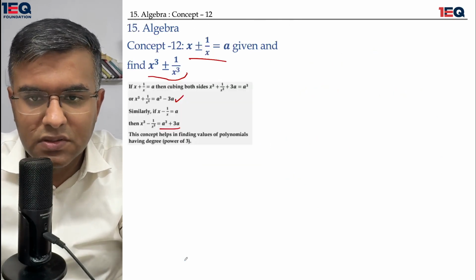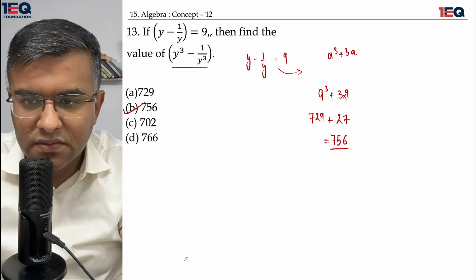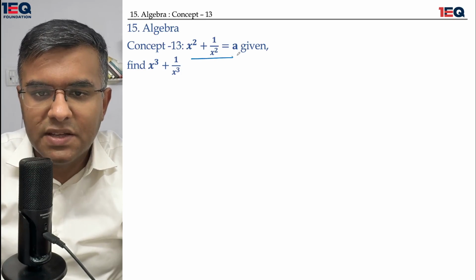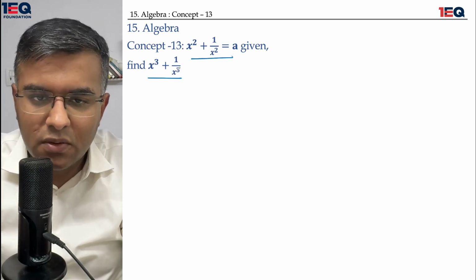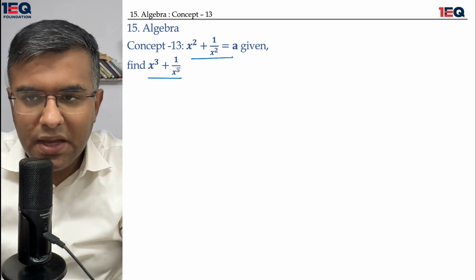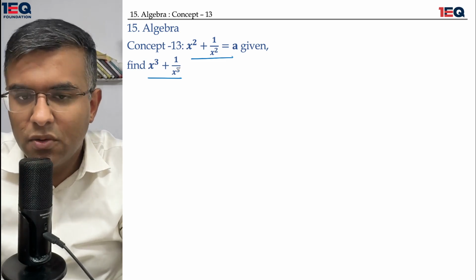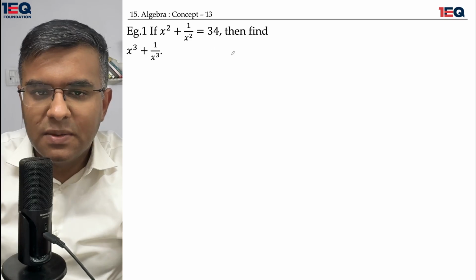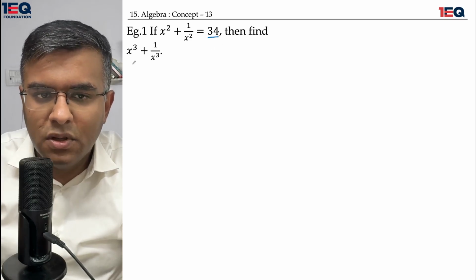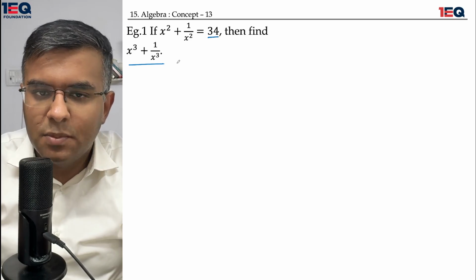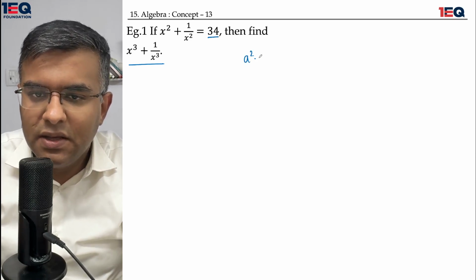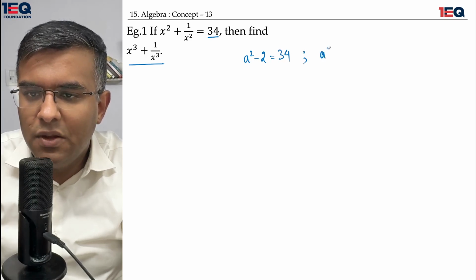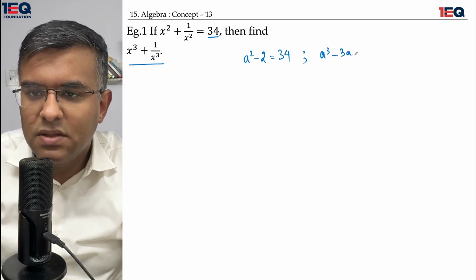Okay, this is good. We are done with this. Now, this question. So, when x square plus 1 by x square is equal to a, it is given, and we have to find out the value of x cube plus 1 by x cube. Okay, it's no different. When you remember the old formulas, then everything you'll be able to solve. It says when x square plus 1 by x square is equal to 34, find out x cube plus 1 by x cube. So, I can say that a square minus 2 is equal to 34, and I need to find out the value of a cube minus 3a.